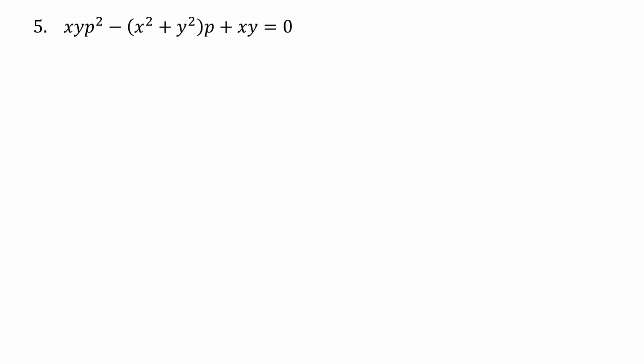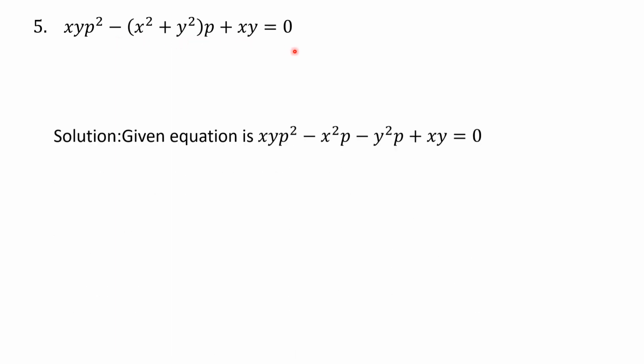So let me take one more problem. So we have xy p square minus of x square plus y square into p plus xy equal to 0. So obviously this is a quadratic equation in p. So factorize it. Xy p square minus x square p minus y square p plus xy equal to 0, 4 terms.